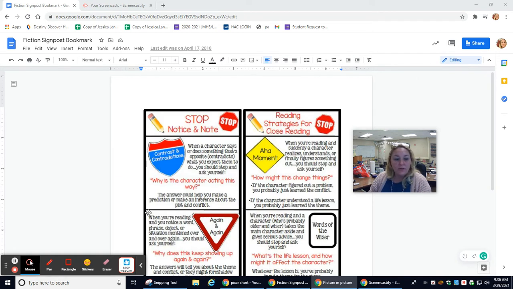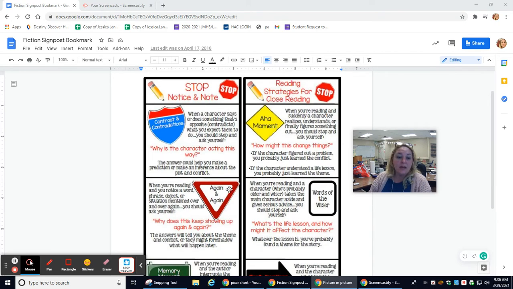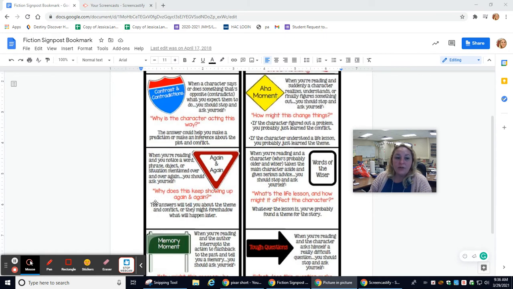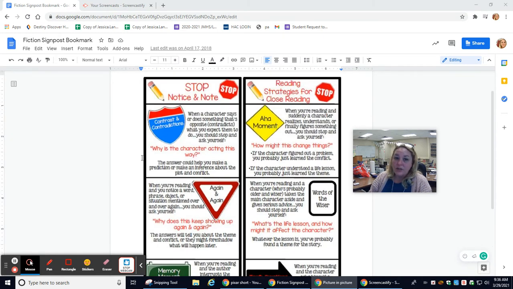So we're going to use Note Notice. This probably looks familiar to a lot of you. The contrasts and contradictions, aha moments, again and again, words of the wiser, tough questions, and memory moments. I'm going to talk to you about how to make this red question into a good, specific level 2 question that you can use for literary analysis.